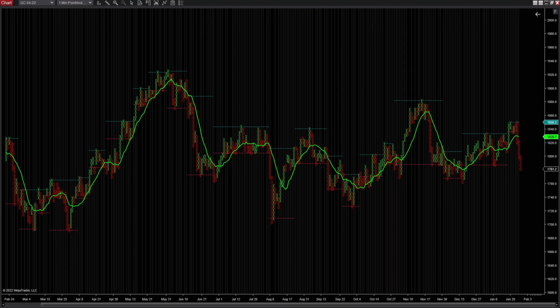So gold here, it's moving. It's actually in a channel trend. You see that it moves up, moves down, moves up, moves down, and then the bias here now is to the downside. So same thing.